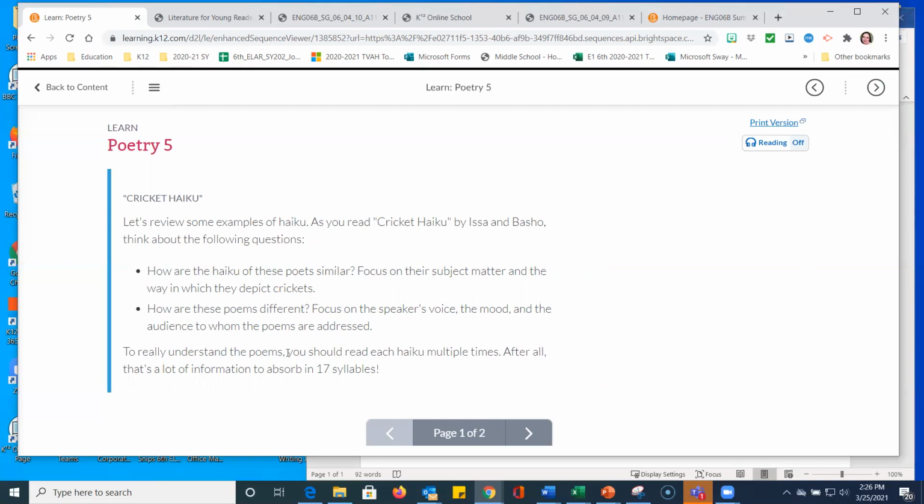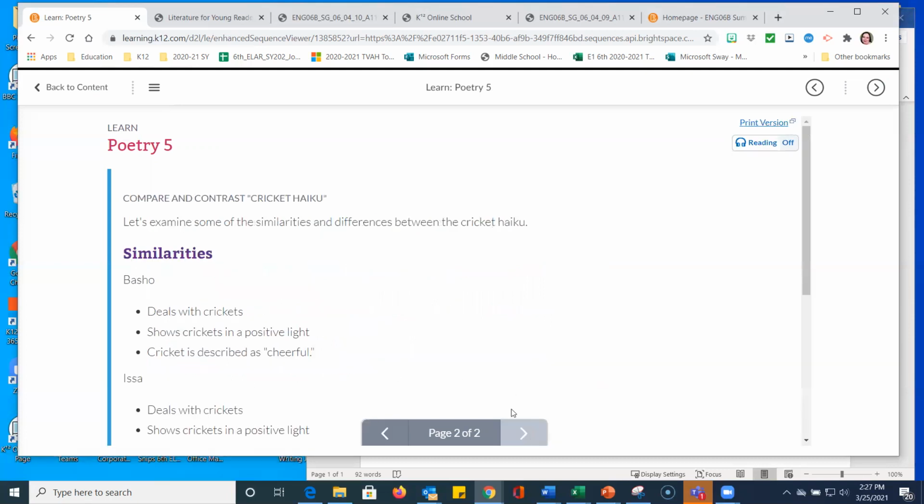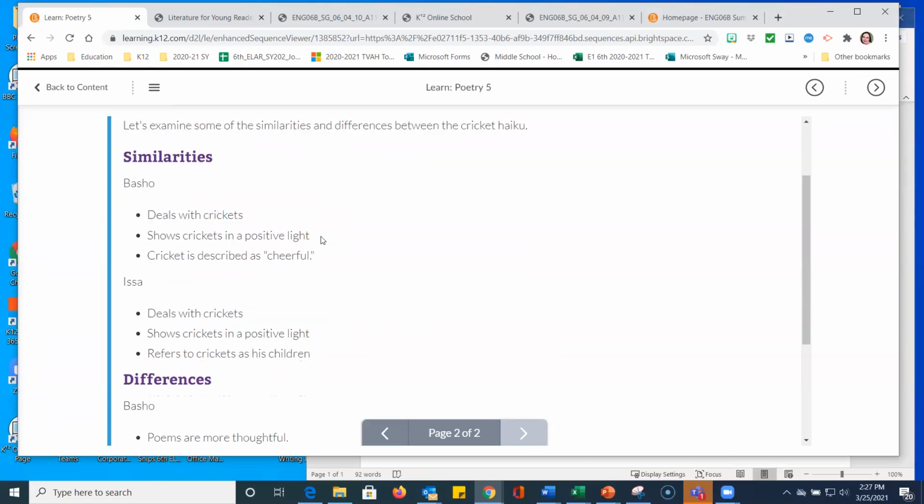To really understand the poems, you should read each haiku multiple times. After all, that's a lot of information to absorb in 17 syllables. Let's examine some of the similarities and differences between the cricket haiku.